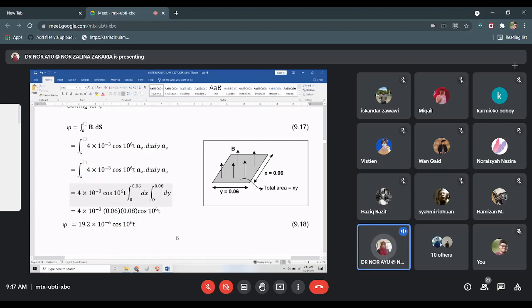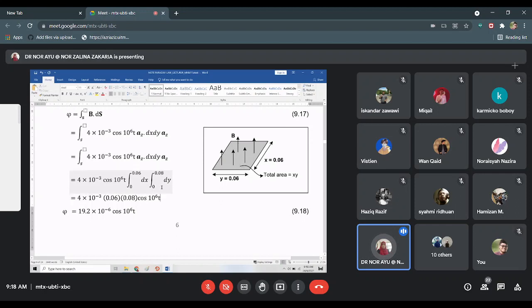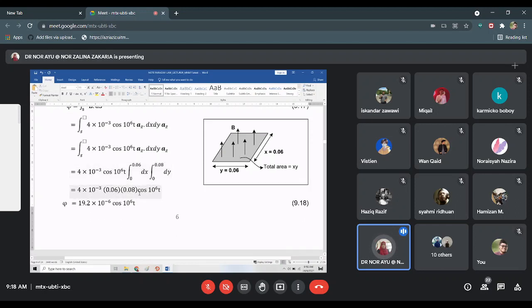You can see here 4 times 10 power of negative 3 cos 10 power of 6t, and the integration. Like Shami asked just now, we can include this value inside here or we can include it later. Either way is fine. So here it is included earlier, so 0 until 0.06 for dx, and the length of y is from 0 until 0.08. You have to correct this one, it is 0.08 for y. When you integrate that, you will get 0.06 times 0.08 and the value of this.